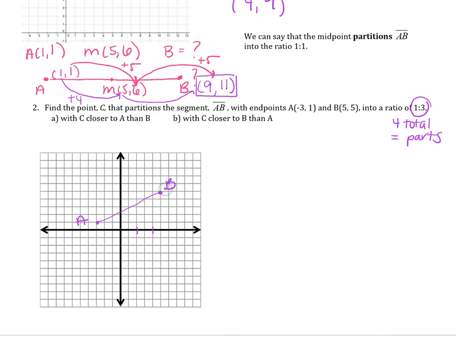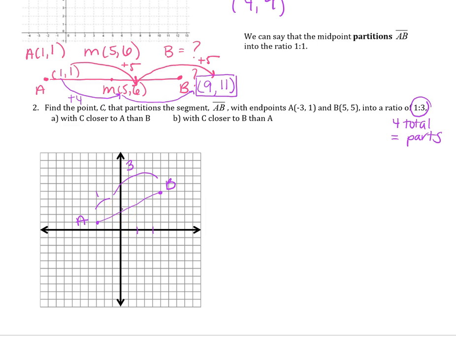And that's our line segment. Okay. The first location for C that I'm going to find is one that's closer to A than it is to B. So what that means is, as opposed to being 1 to 3 that way, I'm going to be 1 part for another 3 parts. So 4 total equal parts in this direction. So C is going to be closer here. It's going to be in this vicinity.